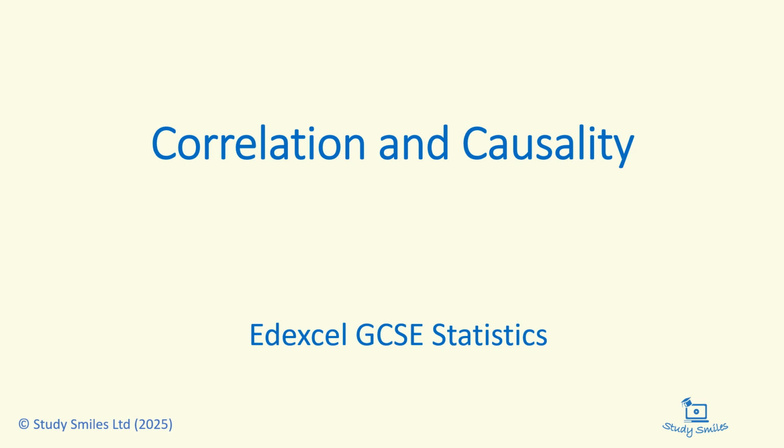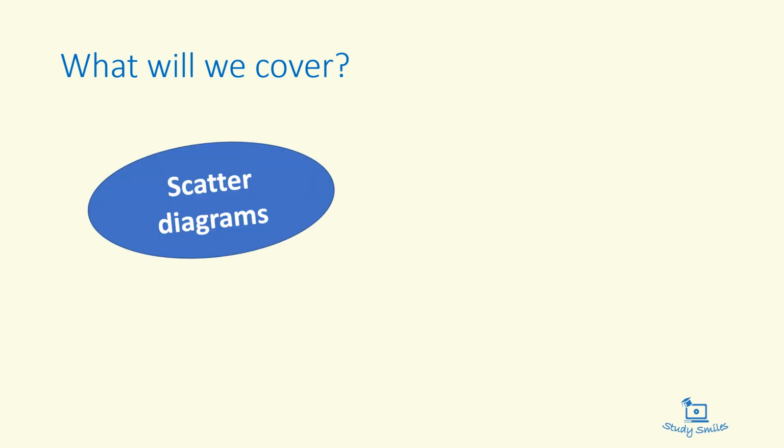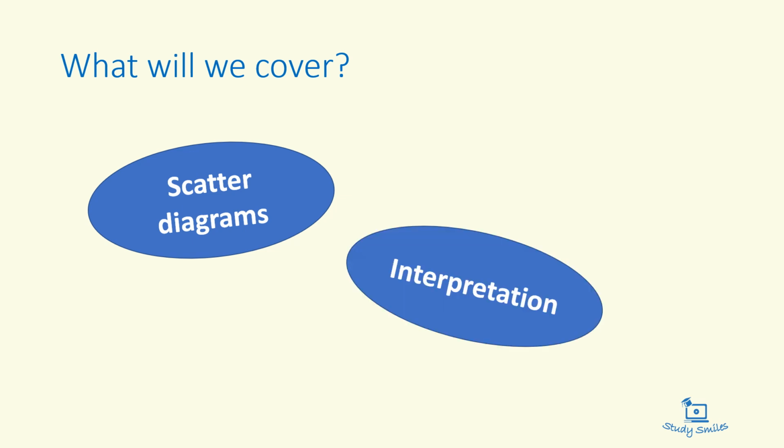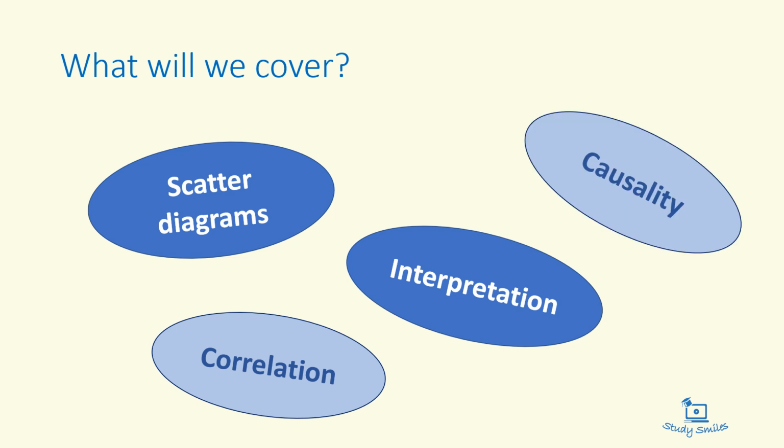This lesson is on correlation and causality. We're going to continue looking at scatter diagrams, which were introduced in the previous lesson, but extend it to looking at how to interpret them and identify different types of correlation. We will also highlight the distinction between correlation and causality.